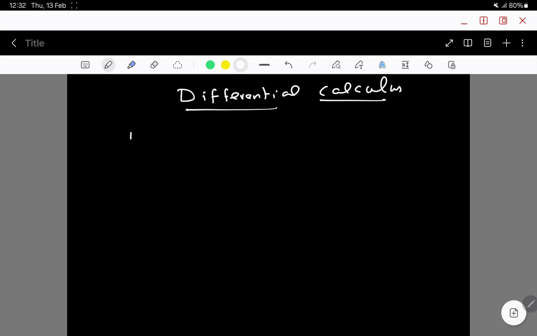Now I will take the chapter on differential calculus. Differential calculus. First of all, we see the meaning of differentiation. Meaning of differentiation.